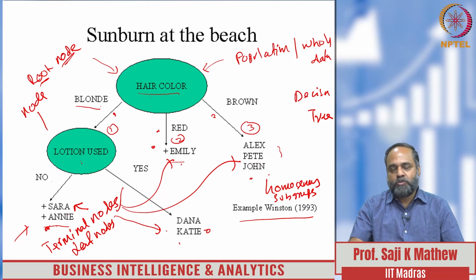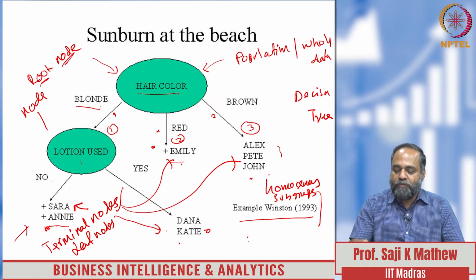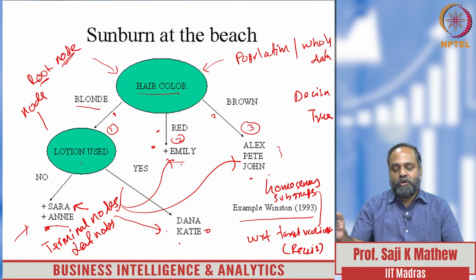Homogeneity could be with respect to your culture, your language, gender, or economic status. There are many different variables with which homogeneity can be defined. Here, homogeneity means homogeneity of the subgroups with respect to the outcome variable, the target variable. What is the target variable here? The result: sunburn or no sunburn.